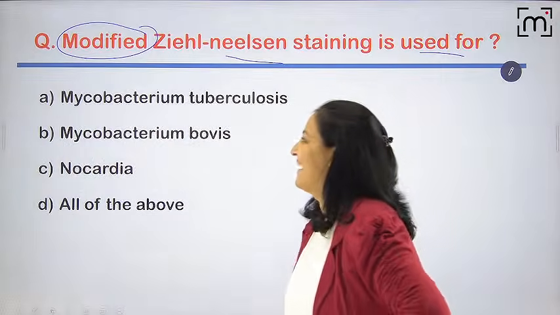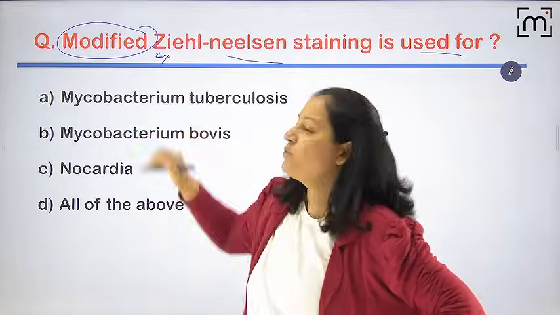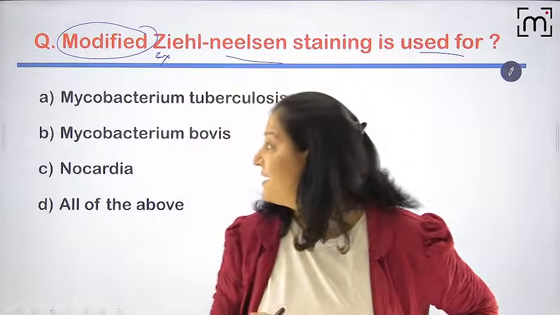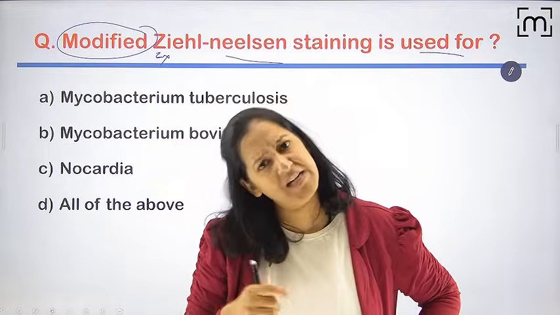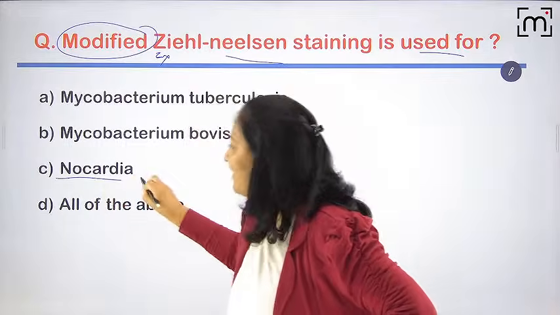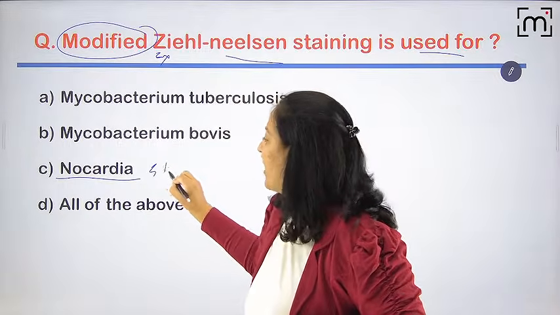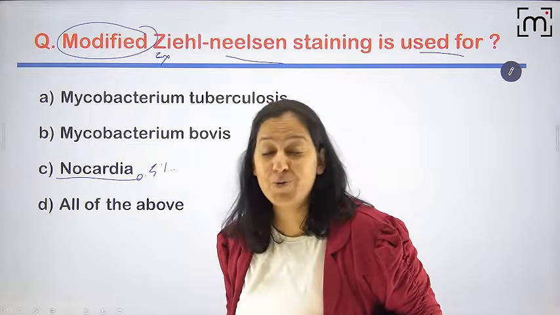Yes, most of you are correct. I'm asking about the modification. Modification means exception. I told you there are 3 exceptions in the percentage of H2SO4. What were the 3 exceptions? Mycobacterium leprae, in which it is 5%, Nocardia, and spores. So the answer will be Nocardia, where we use only 0.5% H2SO4. I'm sorry, 0.5% H2SO4, not 25%.